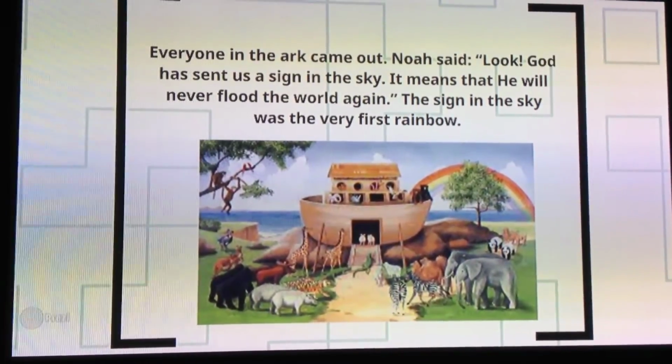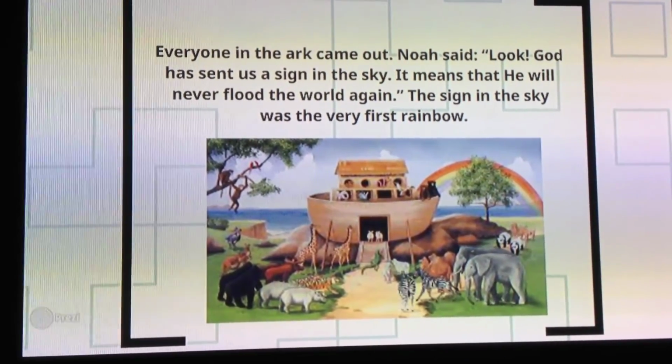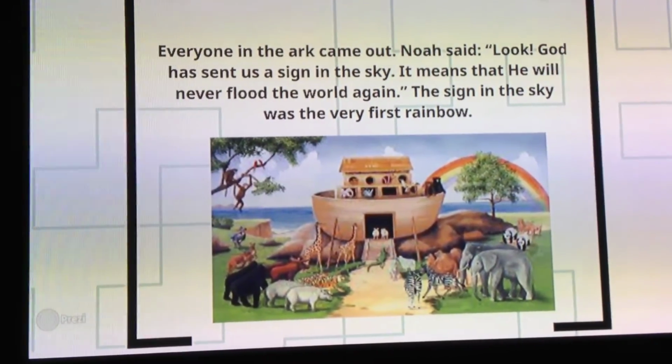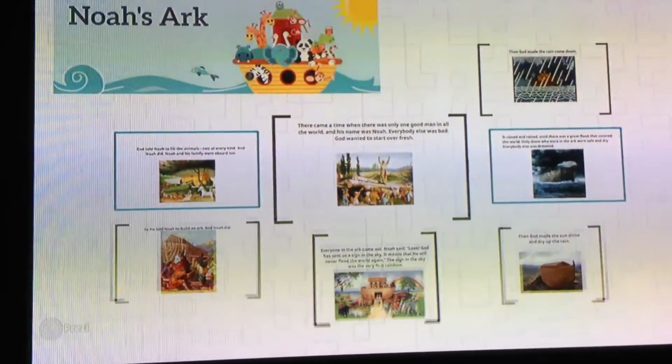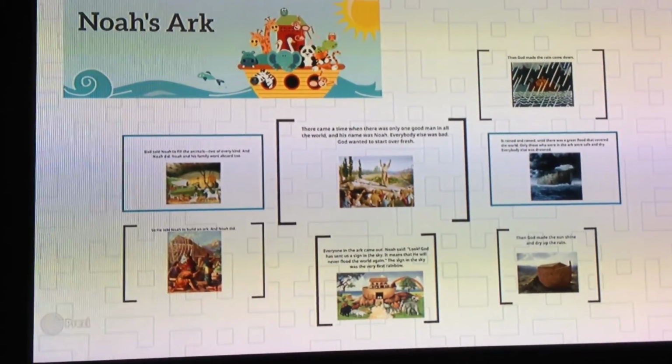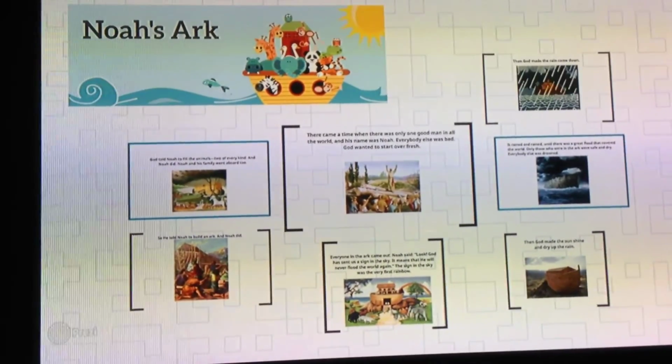Everyone in the ark came out. Noah said, "Look, God has sent us a sign in the sky. It means that he will never flood the world again." The sign in the sky was the very first rainbow. There you go.